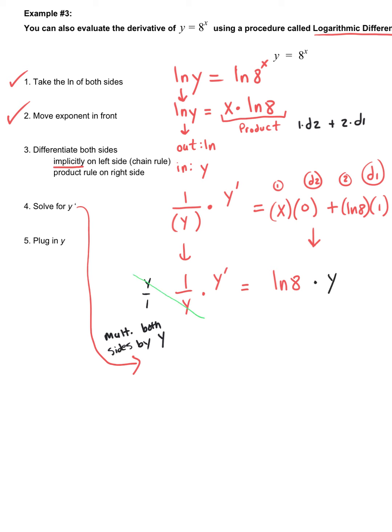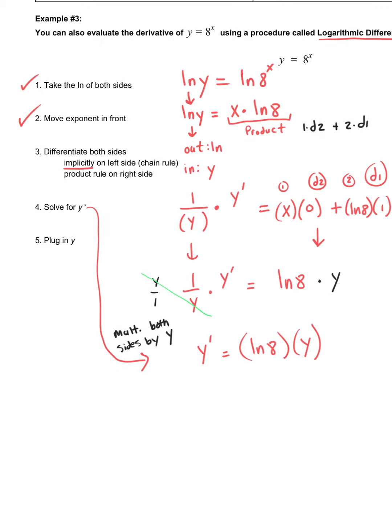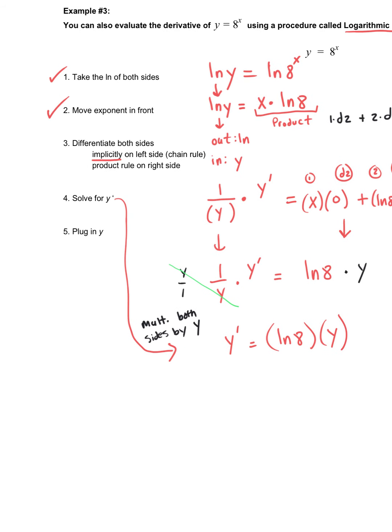These cancel out. I'm left with y prime. That's my goal. On the right, I have ln 8 times y. All right, and that gets me to my last step. Got to check off step 4. We got y prime by itself. Now the last step is we plug in y. We just plug in the original function.